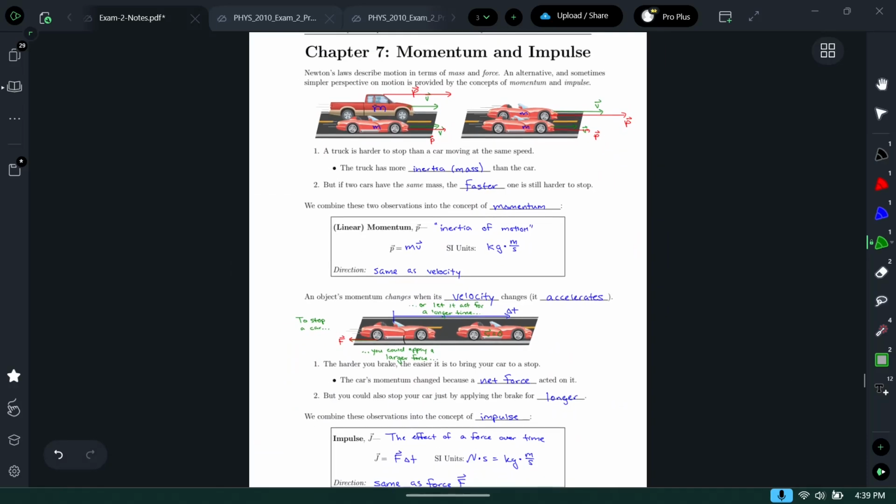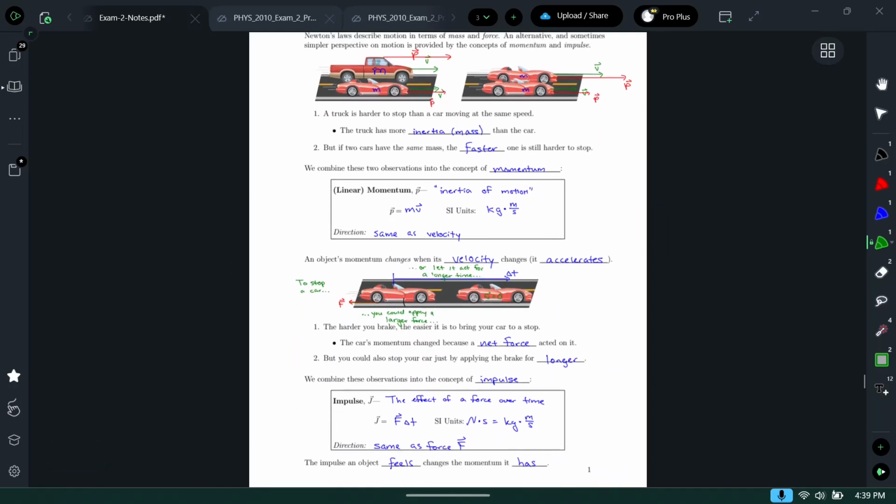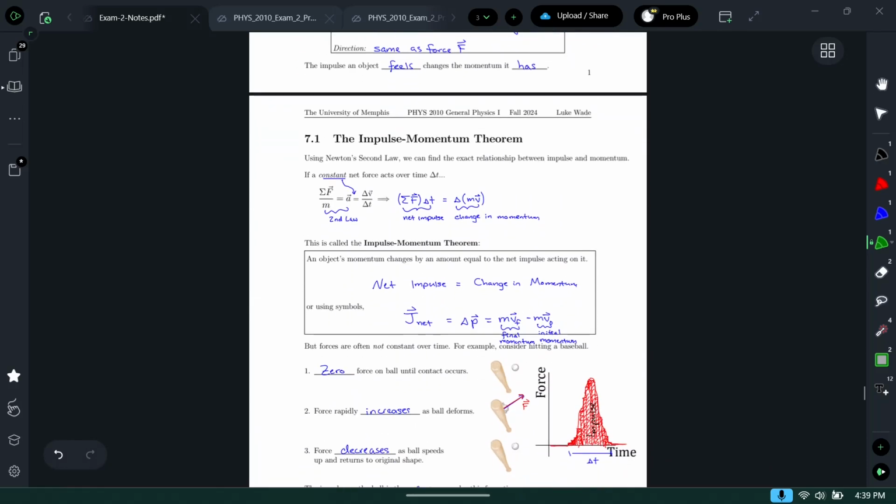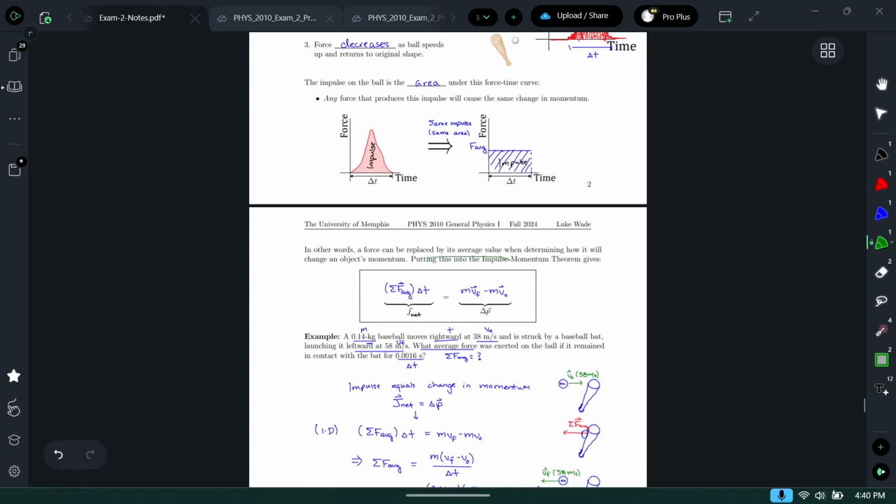And then chapter 7, impulse and momentum. So for this one, really the first important thing is the relationship between impulse and momentum, which is the impulse momentum theorem. Can you apply this to calculate, for instance, the average force acting on something? And so it's really more important to know it in this form.